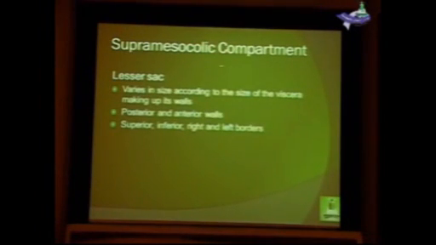The lesser sac varies in size according to the size of the viscera making up its walls. It has posterior and anterior walls and superior, inferior, right and left borders.